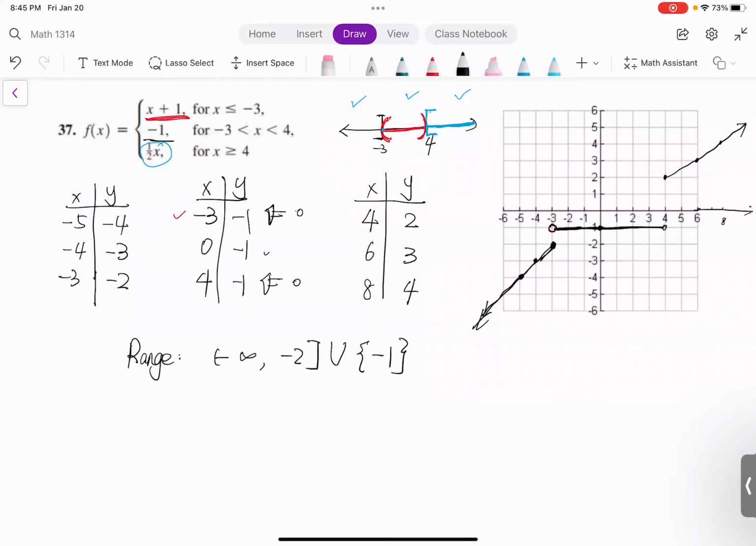And the next equation's behavior is all the way going up. So the starting point here, y's value is 2. Union 2. 2 is included. It's a solid point to infinity. Okay.